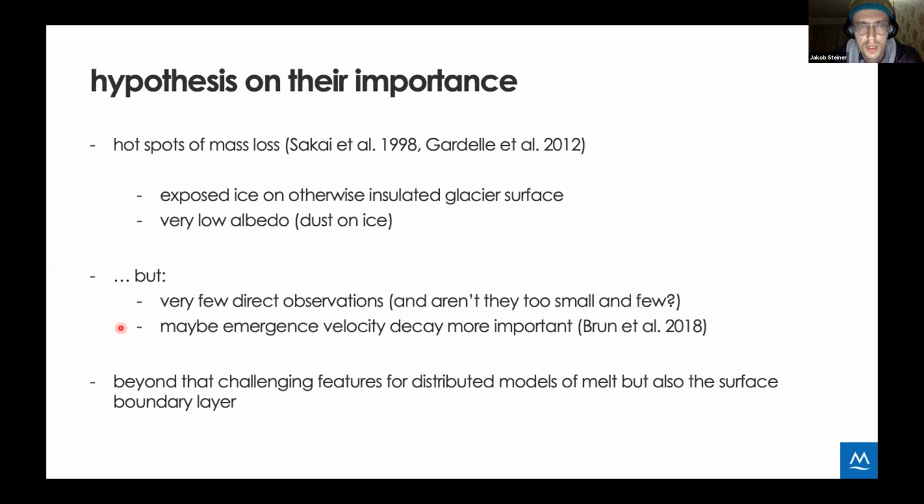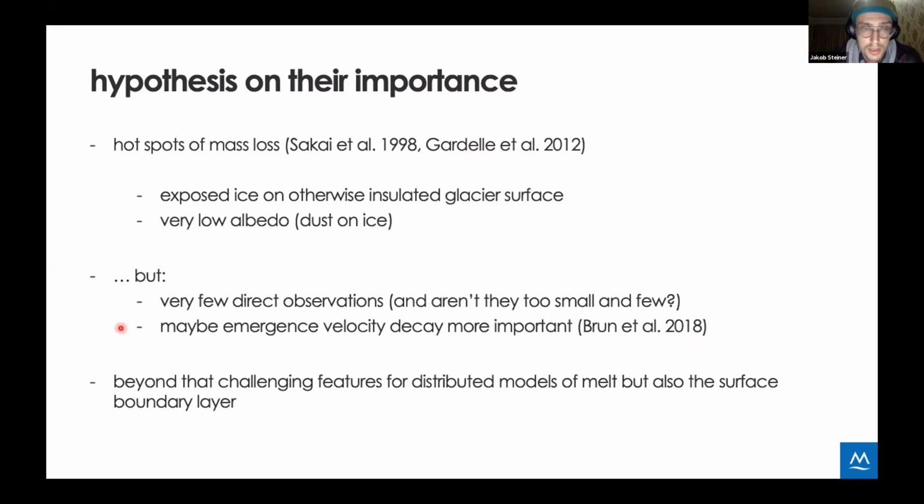So there is this exposed ice on an otherwise insulated glacier surface, and because it's not just clean ice, you have this dust on the cliffs, and you have debris that trundles down over the cliffs. They're very gray, even black sometimes. So they have a very low albedo, which explains also the high melt rates.